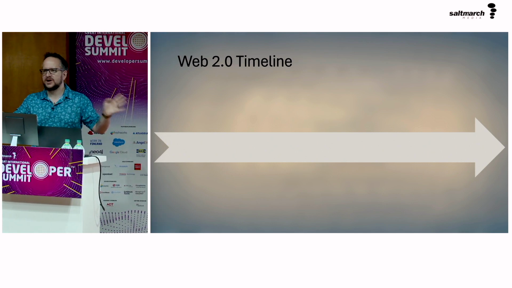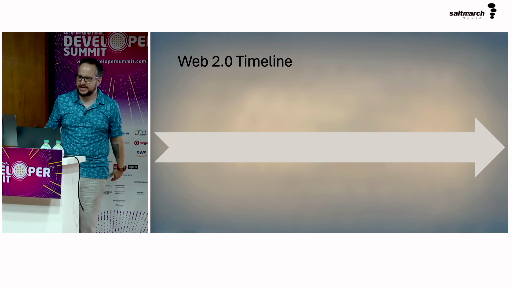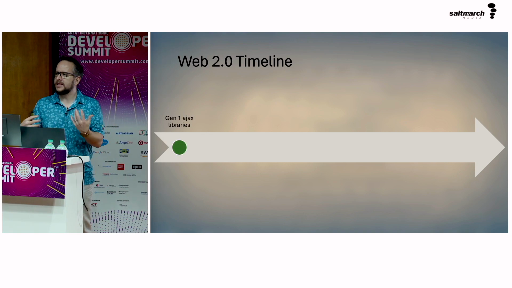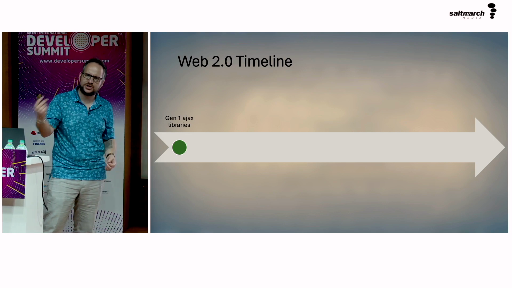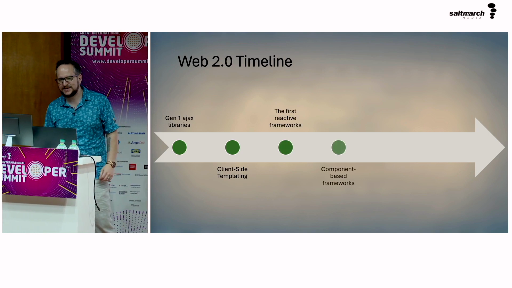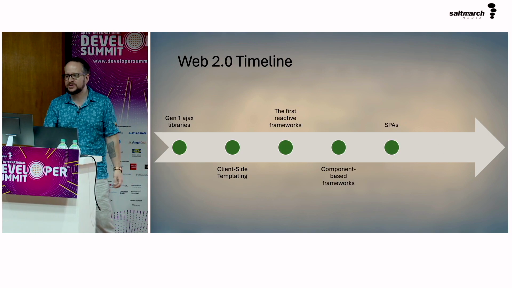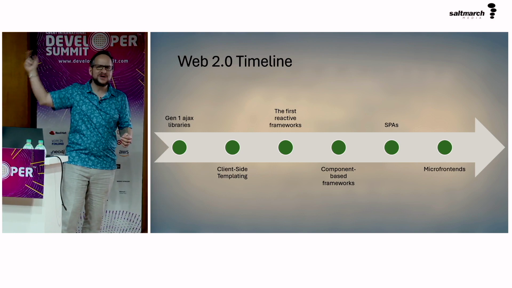But the thing is, that kicked off a whole timeline, because this is the Web 2.0 era now, where everything is dynamic, everything is wonderful. So we got a lot of these first-generation Ajax libraries like Yahoo User Interface Library and jQuery and EXTJS. And then we got client-side templating, and then we got reactive frameworks and component-based frameworks and single-page applications and micro front ends. And we're going full circle.